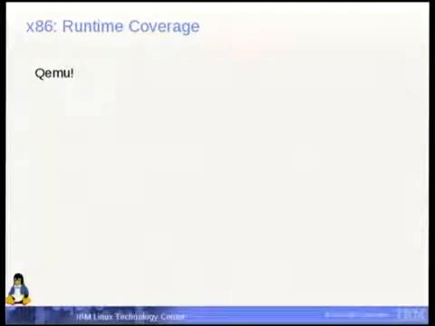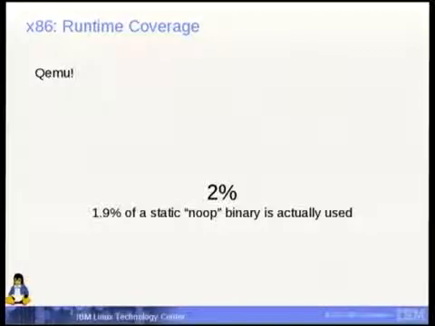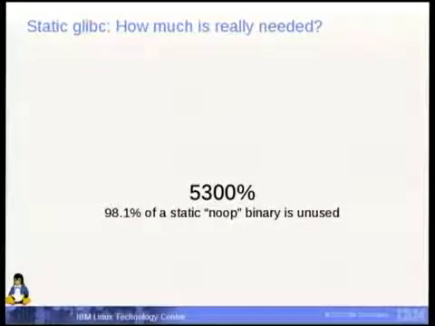So that 500K return 42 program, what do we guess? Yeah. Very, very little of it is ever actually run. Or put another way, we pay about 5,300% penalty for stuff that we never use.